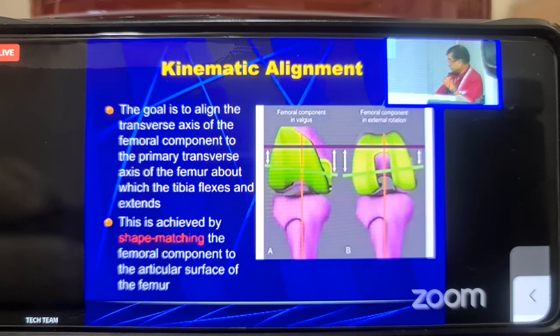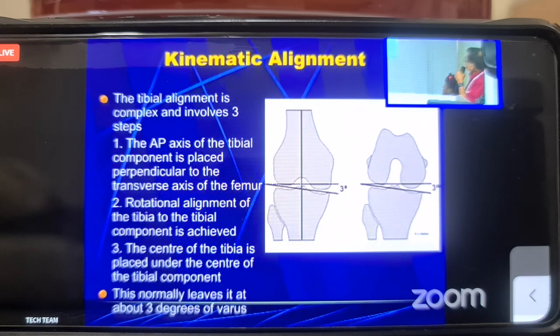Tibial alignment is complex, involves 3 steps. The AP axis of the tibial component is placed perpendicular to the transverse axis of the femur. This is easy to understand. Rotational alignment of the tibia to the tibial component is achieved. But the center of the tibia is placed under the center of the tibial component, and this normally leaves it at about 3 degrees of varus.